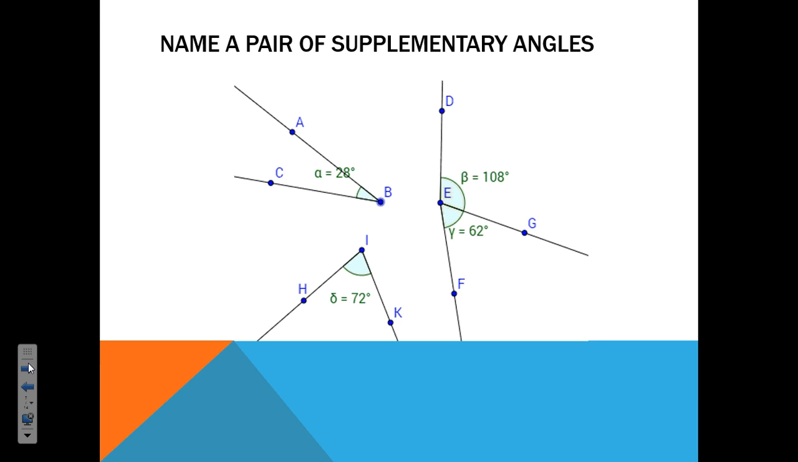How about a pair of supplementary angles? They add up to 180. Okay, Braxton knows. Let's try Jake. HIK and DEG. Does everyone agree? And he could have just called this angle I, but he had to say angle DEG. Okay? Good job.